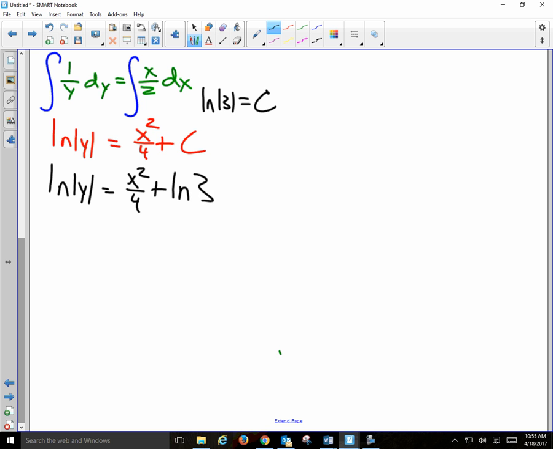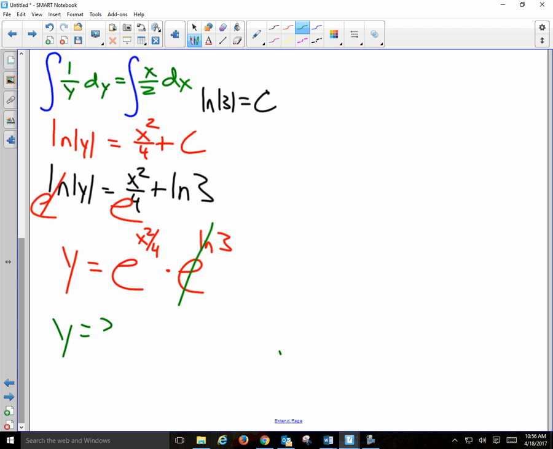If it says to solve, I create a base of e. In this situation, I'm going to solve for y. Create a base of e. And that goes away. I have y is equal to e to the x squared over 4. I'm not going to write plus natural log of 3. What am I going to write instead? Times e to the natural log of 3. Yep, so e to the natural log of 3, e and natural log are inverse operations of one another. So therefore, we get y is equal to 3e to the x squared over 4.